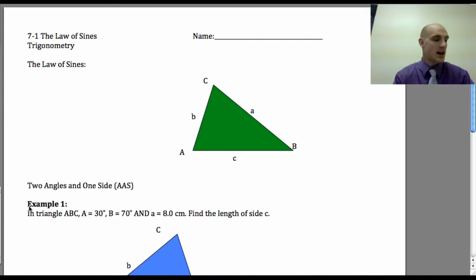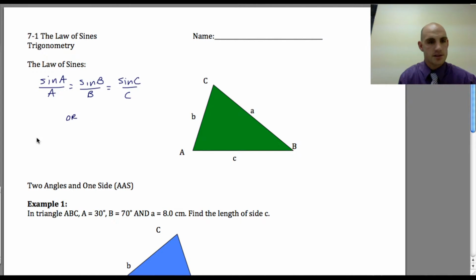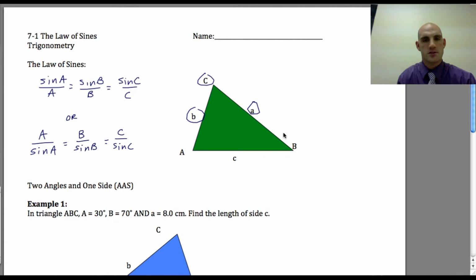So here we go. The law of sines is actually pretty simple. The law of sines simply tells us that the sine of A over side A is equal to the sine of B over side B, which is equal to the sine of C over C. Or it allows us to say that A over sine A is equal to B over sine B is equal to C over sine C. All of that has to do with these values in the triangle that are given to us. We're going to be using ratios and proportions to help us solve for some of these things.